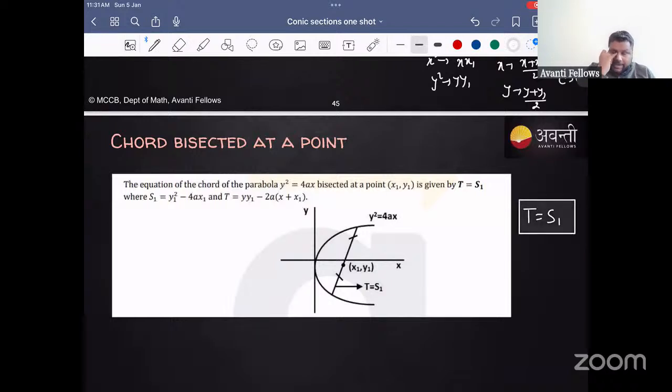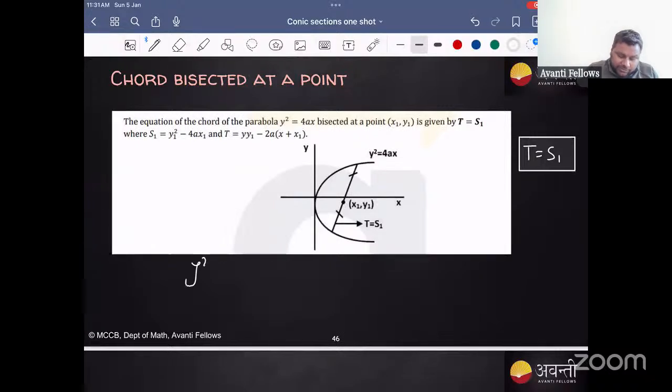Got it? S1 is what? Put the point in the conic. And T is what? That substitution we use. So like for y square equals to 4ax.